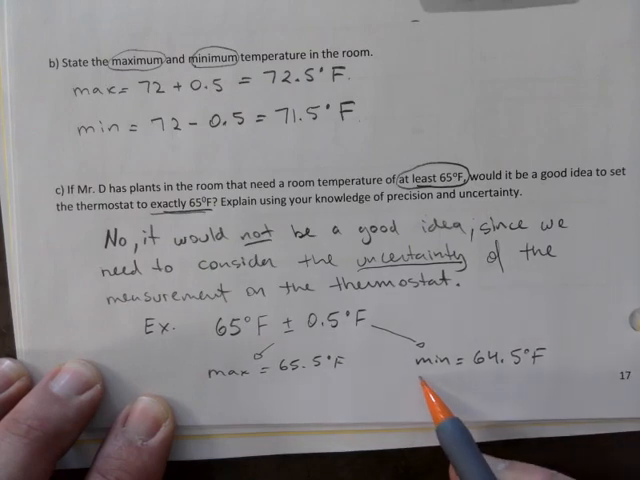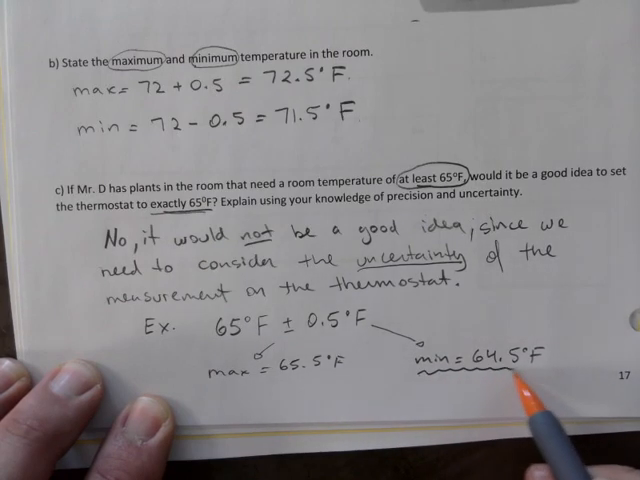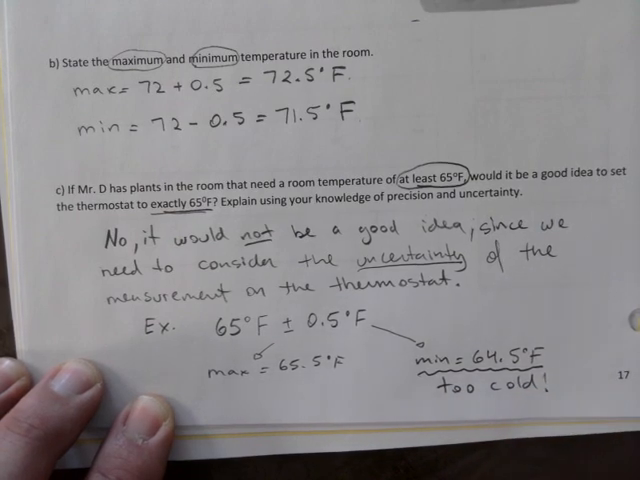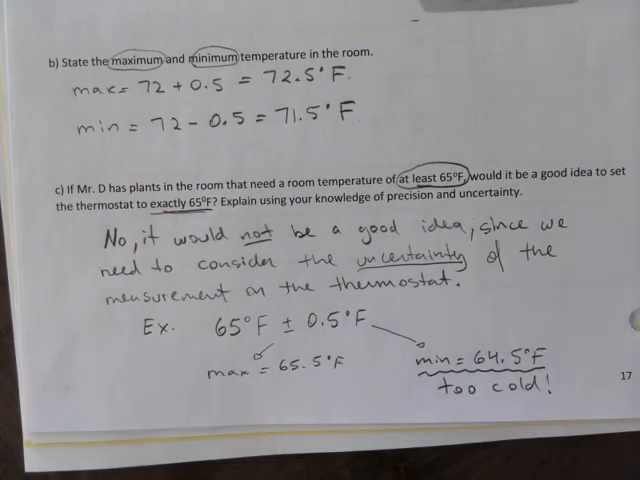right? And this is a problem, right? Too cold. And you're like, Mr. Dirksen, it's just 0.5. It's just 0.5. Big deal. The plants will make it. You're missing the point right now, right? We're just focusing on this. If we're going to be so picky with the uncertainty, we need to consider it and just realize that's too cold.